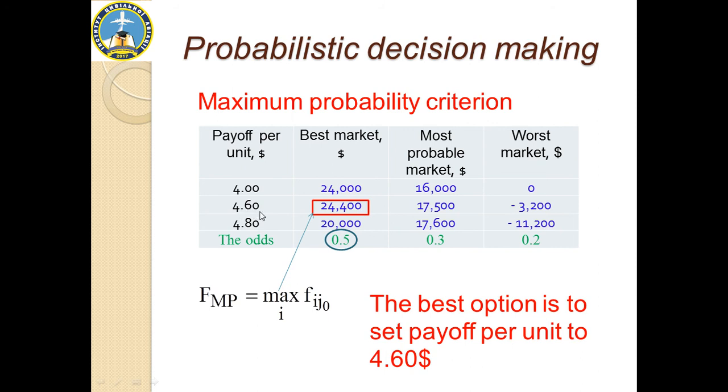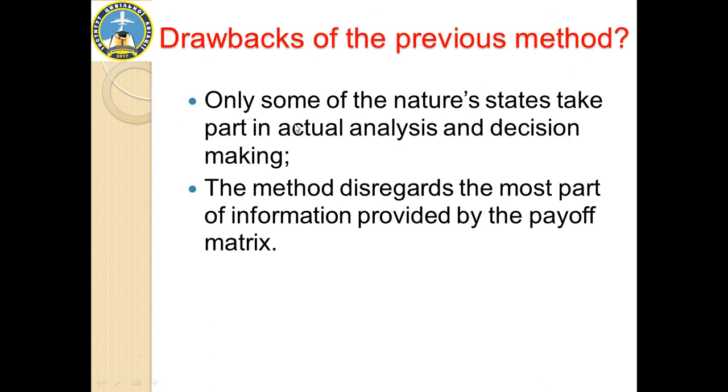Now, this method has some drawbacks. Only some of the nature states take part in actual analysis and decision making. We don't account for all the states of nature and payoffs given those different states of nature. And this method disregards most of the information provided by the payoff matrix. We take only part of the payoff matrix.